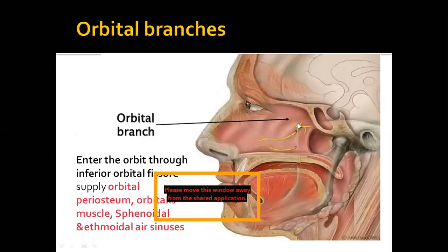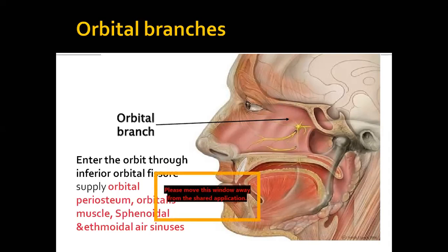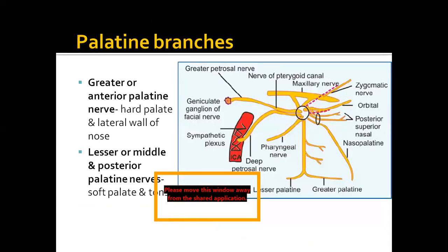You can see the pterygopalatine ganglion here. This orbital branch enters the orbit through the inferior orbital fissure. Here it supplies the orbital periosteum and one muscle in the floor of the orbit, the orbitalis muscle, and the mucous membrane of the sphenoidal and ethmoidal sinuses. Next we will see about the palatine branches. There are two palatine branches: one is the greater or anterior palatine branch, and the other is the lesser or posterior palatine branch.